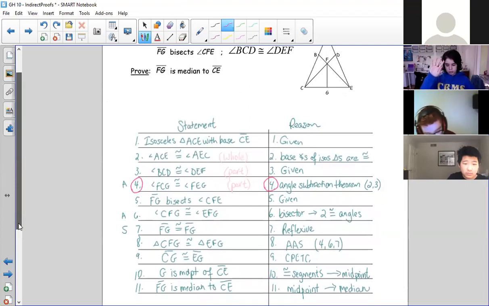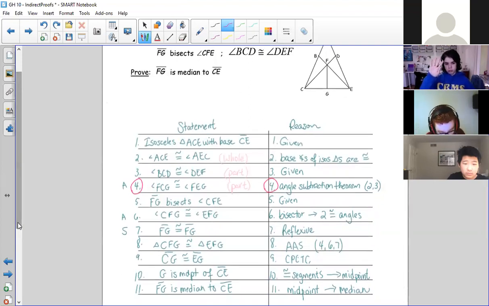So I have isosceles with base CE. Why do I care about base CE? Because that defines what my base angles are. So I get that ACE is congruent to AEC, and BCD is congruent to DEF, that was given. And so then I have the whole and the part so that I can get this little part here, right? And then I had FG bisects CFE, so I know that this angle is this angle, and then I have a reflexive side, so I can get those smaller triangles congruent, and then I can get midpoint, which implies median.